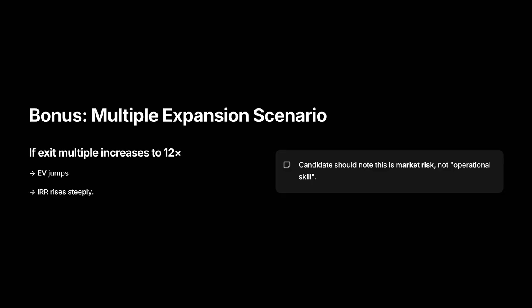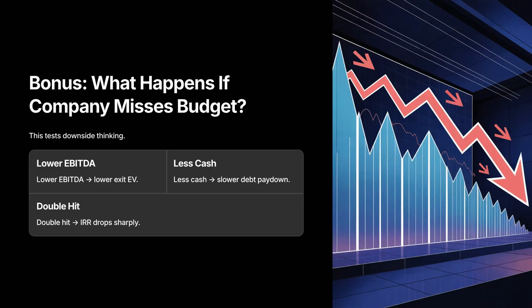Interviewers love that distinction. Bonus. What happens if the company misses budget? Lower EBITDA, lower exit EV, less cash, slower debt paydown. Together, returns fall sharply. Explain the double impact. That's what shows investor maturity.